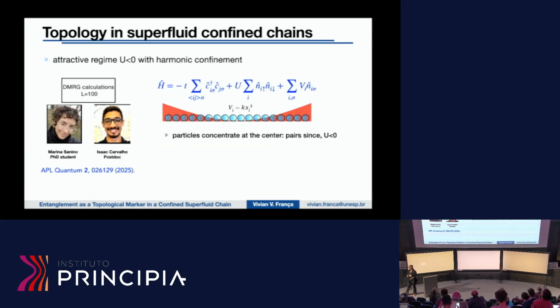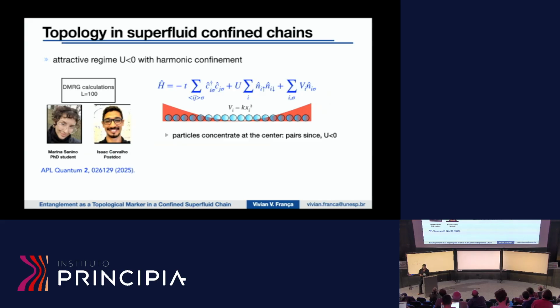So if we have this attractive interaction regime and you have this confinement, actually for the confinement, you would see the same here. So the particles, due to the energy cost of occupying the edges of this chain, essentially concentrate in the center. But now if we have this attractive regime, that means the particles there are paired. So we have pairs concentrating here at the center, and depending on the strength, the curvature of this parabolic potential, you start to see empty sites here.